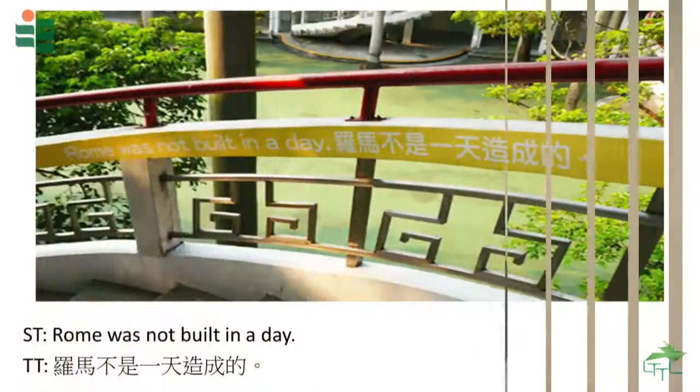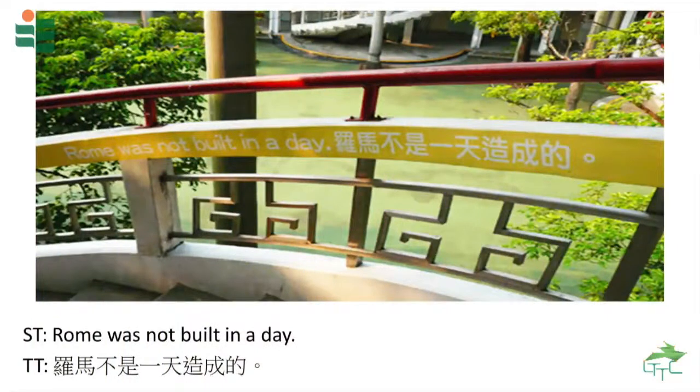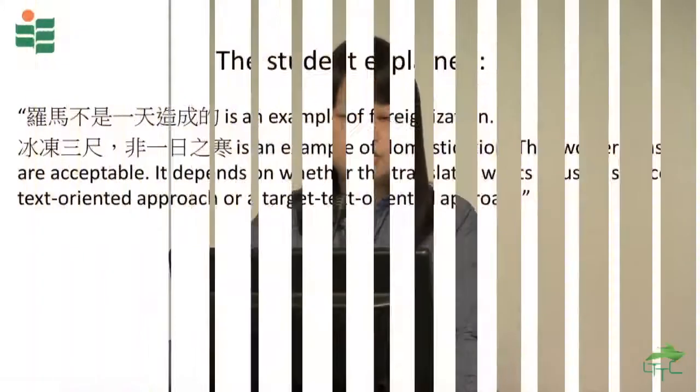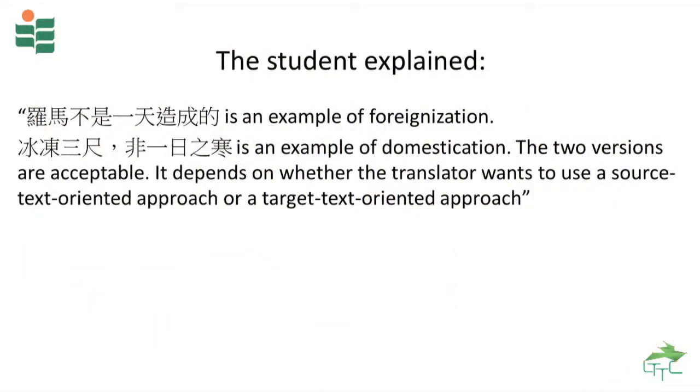We have this source text and the translation 羅馬不是一天造成的. The same source text here, but another version: 冰凍三尺非一日之寒. The student explained that 羅馬不是一天造成的 is an example of romanization, while 冰凍三尺非一日之寒 is an example of domestication. These two versions are acceptable. It depends on whether the translator wants to use a source text oriented approach or a target text oriented approach.